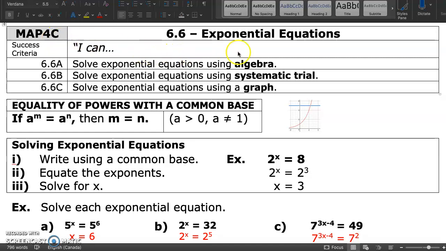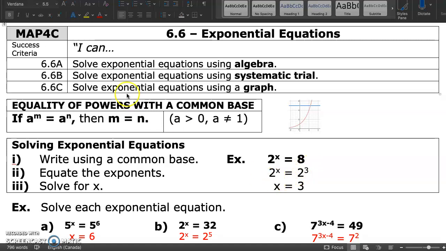MAP4C 6.6 exponential equations. An exponential equation is an equation with a left and right hand side where the variable is in the exponent. We have solved equations typically using opposite operations. In order to get the x variable to be the base in this exponential equation, we don't have the opposite operation for that. Something does exist called logarithms, but we're going to learn an algebraic technique to be able to solve this type of equation.